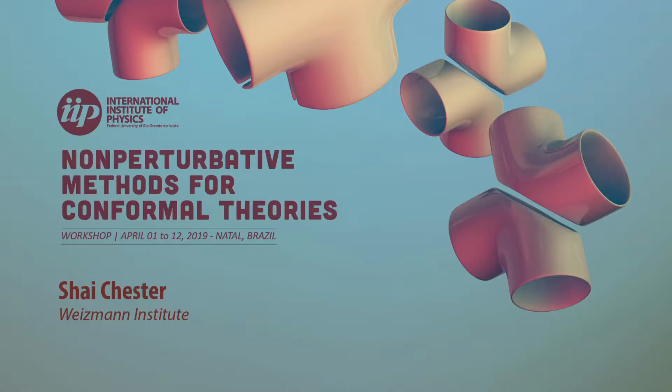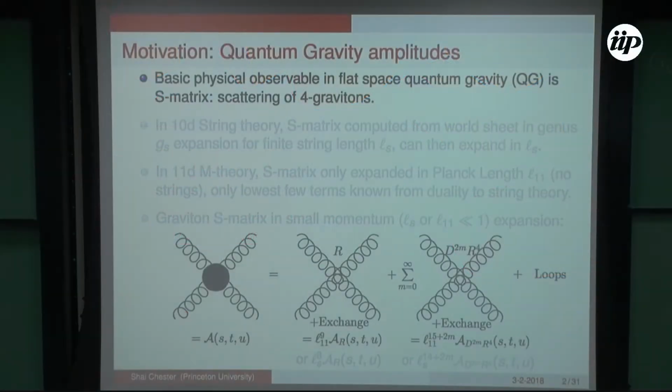Okay, so let's begin with some basics. If you're talking about quantum gravity in flat space, then the most basic observable you have is the S matrix, which is just scattering of two gravitons in and then two gravitons out. By quantum gravity, I of course mean string theory, because there's no other.